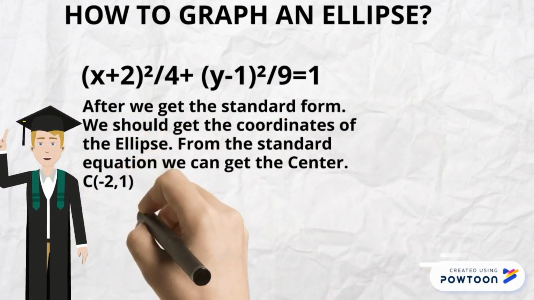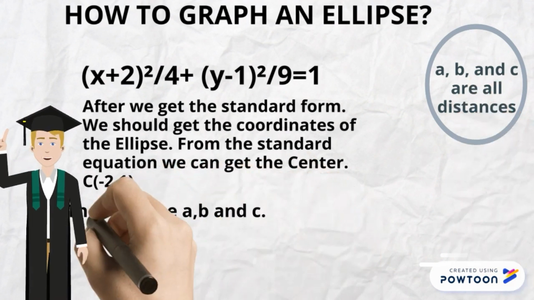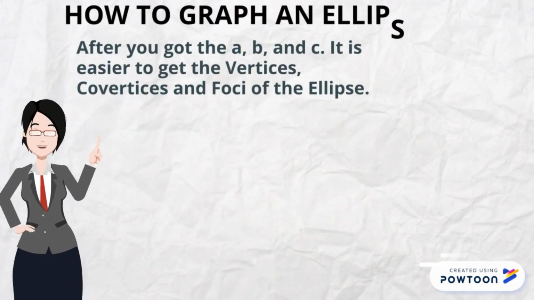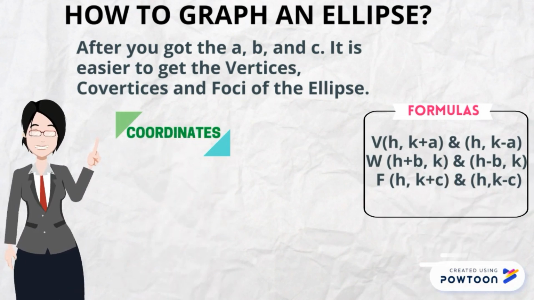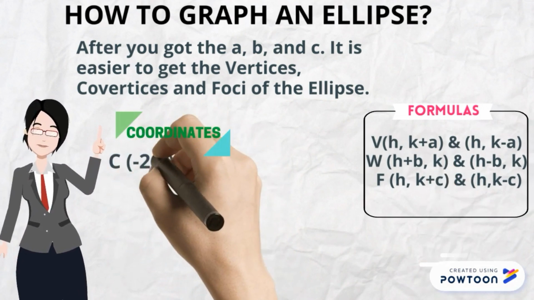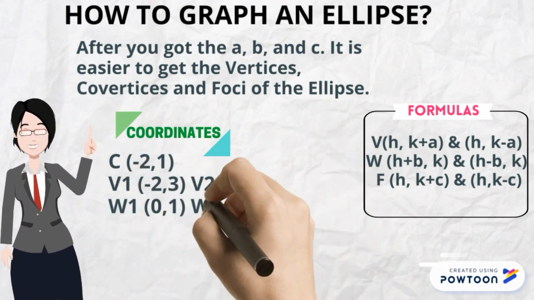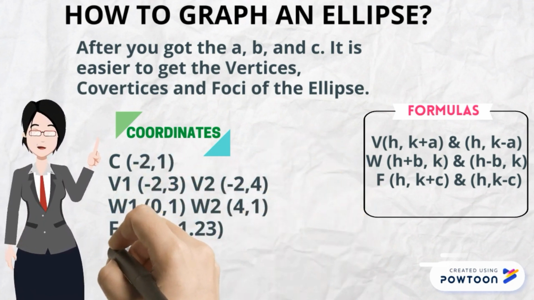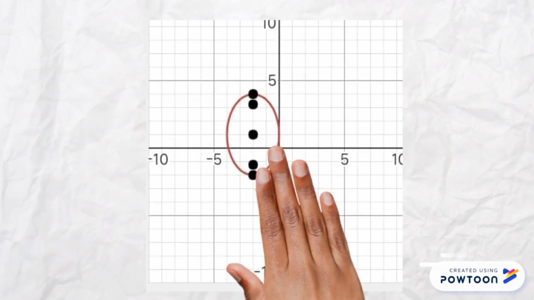To find c, we need to subtract: a squared minus b squared is equal to c squared. The answer will be square root of 5, and that's 2.23. By graphing, we can find that the center will be negative 2 and 1. The vertices will be negative 2 and 3, and negative 2 and 4. The covertices will be 0 and 1, and 4 and 1. The foci will be negative 2 and negative 1.23, and negative 2 and 3.23.